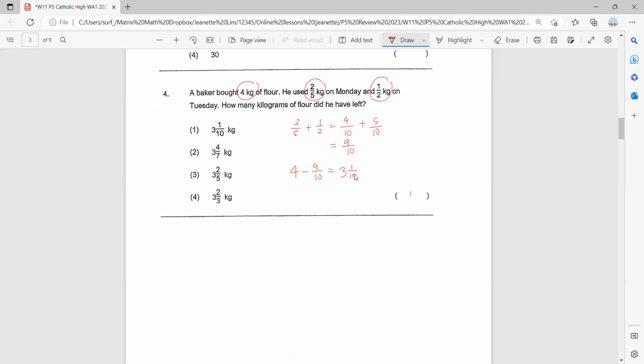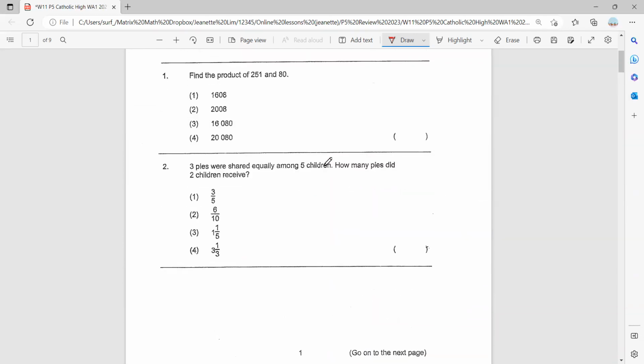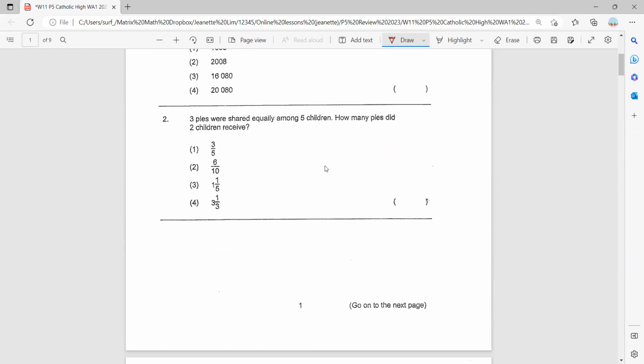And then the last one, question 2. 3 pies shared equally among 5 children. How many pies did 2 children receive? Okay, so 5 children, 3 pies. Then find one child first, right? 1 child. Is it 3 divided by 5 or 5 divided by 3?